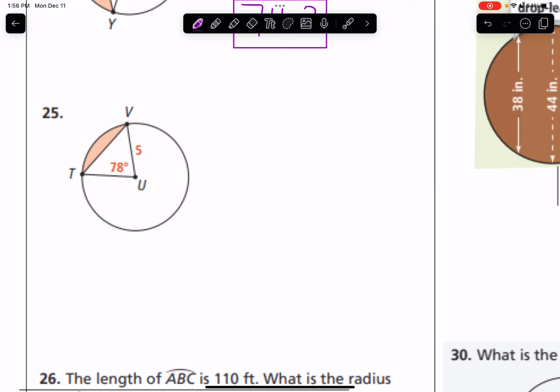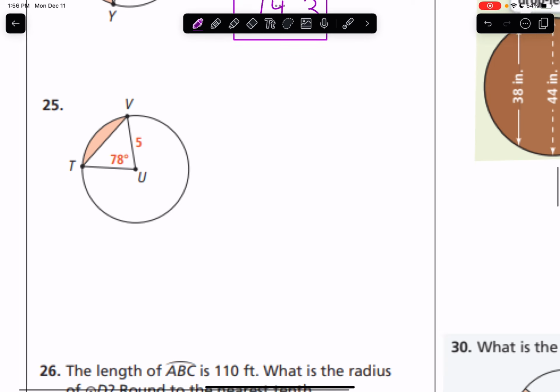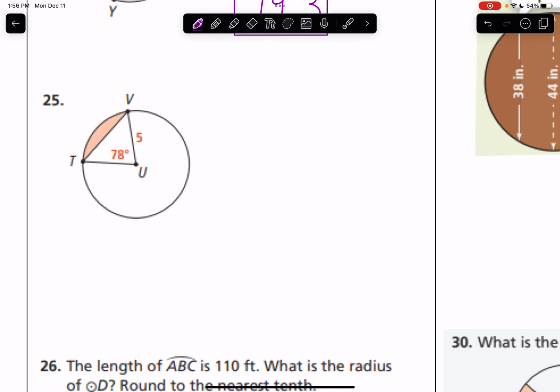This next one, same idea. I need to use the area of the sector minus the area of the triangle. So the area of the sector is going to be 78 over 360 times pi r squared, so pi times 5 squared. And the area of the triangle, that is going to get a little bit tricky. Okay, so I have to find the area of the triangle, and all I know about this triangle is it has a 78-degree angle. And I guess I also know that it is an isosceles triangle, since the radii will be the same.